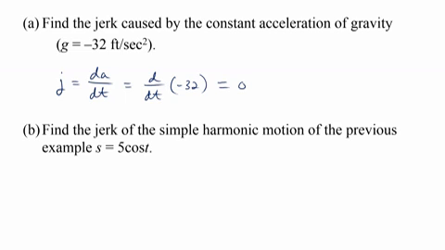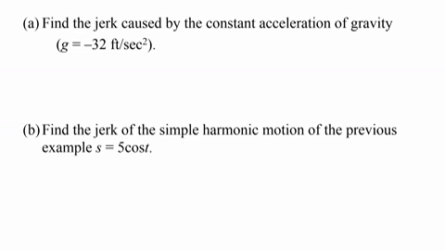So the jerk associated with the constant force of gravity is nothing at all, which is why if you are not moving, you don't feel any motion sickness, because the constant gravity pulling on you does not have any jerk associated with it. Part B, find the jerk of the simple harmonic motion of the previous example, s equals 5 cosine t.